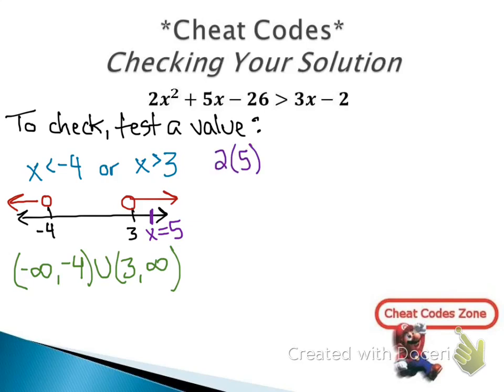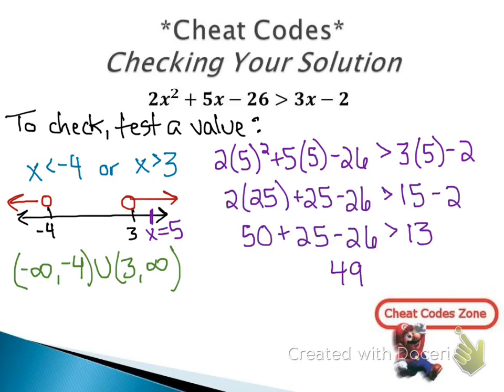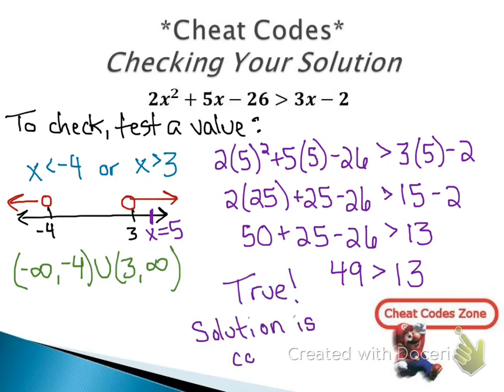Once I choose my value, I want to plug it in for x for both sides of the inequality, and then simplify both sides to see if I get a statement that's true. So once I calculate all that out, I end up with the number statement 49 is greater than 13. This is true, so that means that my solution is correct.